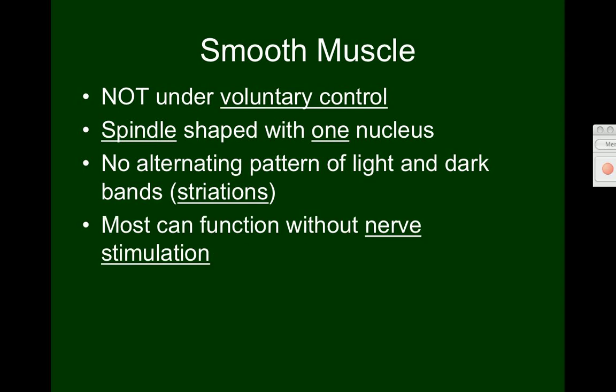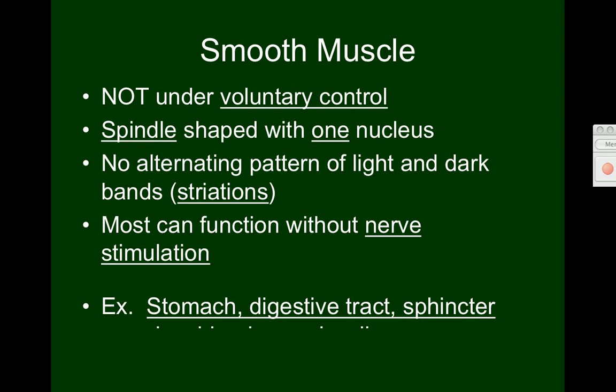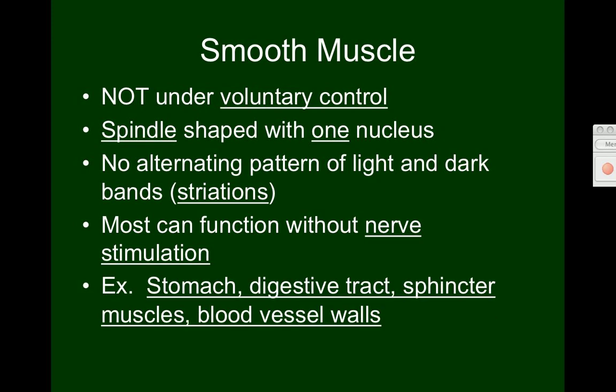Most of them can actually function without direct nerve stimulation. They actually respond to changes in the environment. And examples of locations that have smooth muscle are places like the stomach, the digestive tract, sphincter muscles like within the digestive tract, as well as within our blood vessel walls.